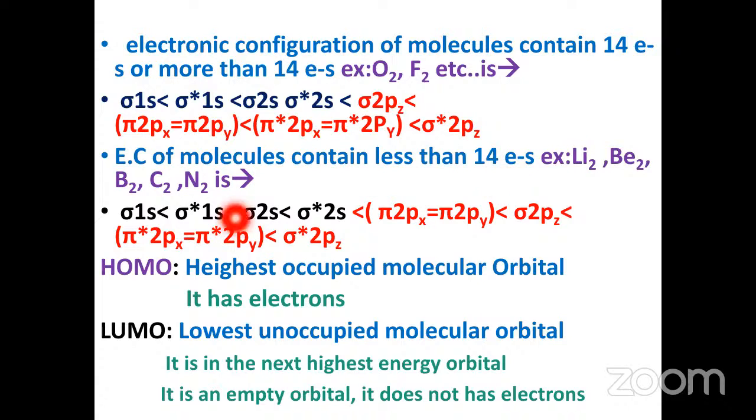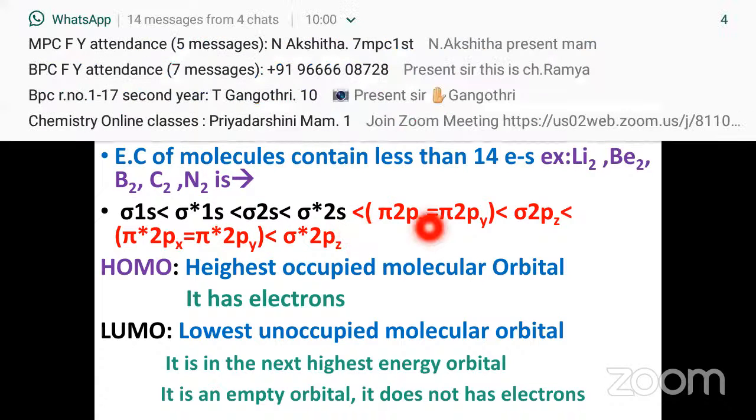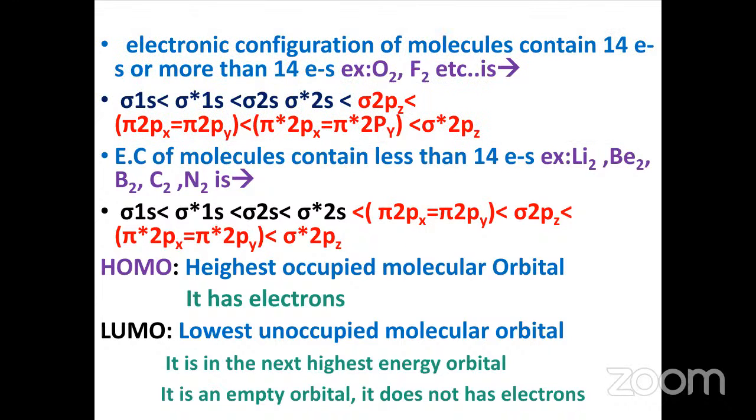In this, the electron enters first into the sigma 1s orbital, the next electron enters sigma star 1s, the next electron enters sigma 2s, then sigma star 2s. Then the electron enters the pi 2px orbital and pi 2py orbital. The next electron enters the sigma 2pz orbital. The next goes to pi star 2px and pi star 2py orbitals. The next electron enters the sigma star 2pz orbital.